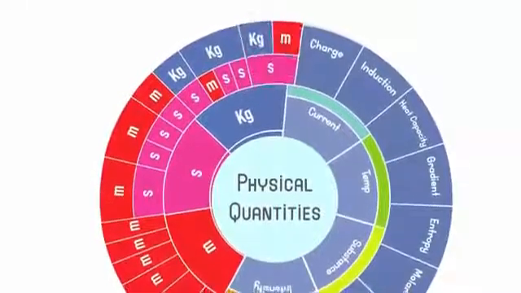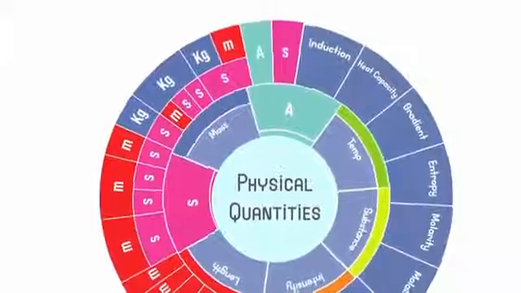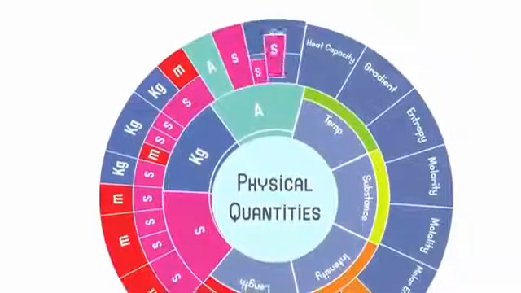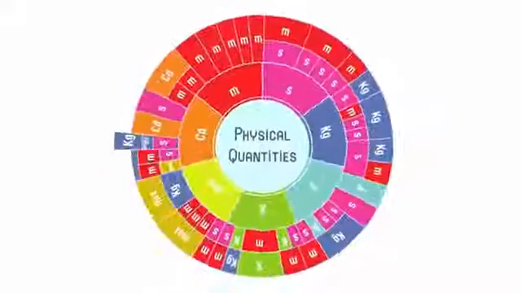for momentum it is kilogram meter per second, for charge it is ampere second, for induction it is kilogram per second square per ampere. This is how the derived units are connected to fundamental units.